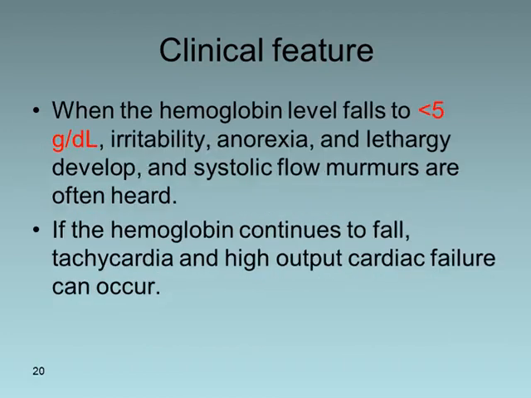Once the hemoglobin becomes less than 5 grams per deciliter, irritability, anorexia, and lethargy will be more, plus a systolic flow murmur can be heard, and if the hemoglobin continues to fall, there will be tachycardia and high output cardiac failure.